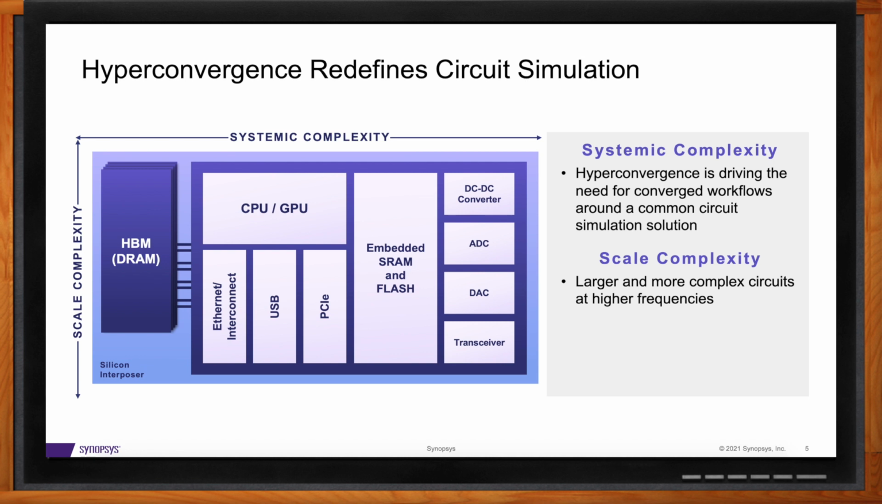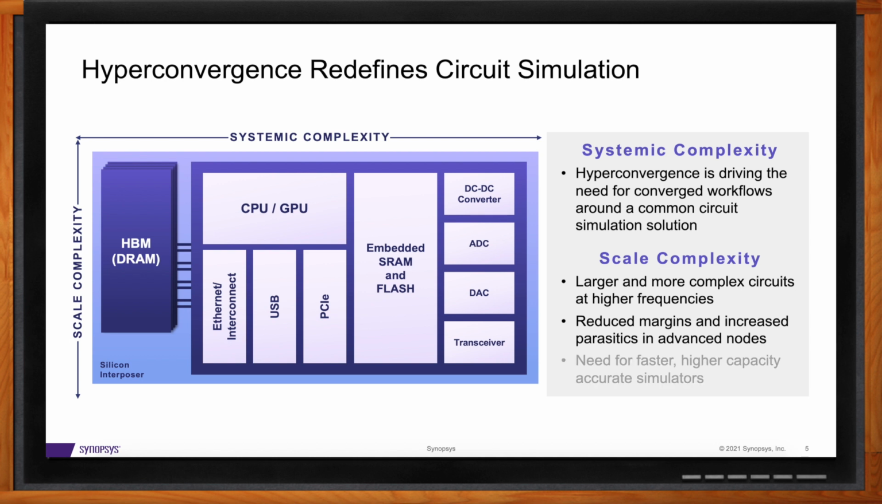Looking at scale complexity, now the system consists of larger and more complex circuits running at higher frequencies. These circuits are designed in advanced nodes, which means reduced margins, increased parasitics, and so there is a need for faster and high capacity simulators. And of course, there should be no compromise in accuracy because these are accurate transistor level simulations. So we need to find ways to run the simulators faster and achieve higher capacity without compromising the accuracy. Okay, great.